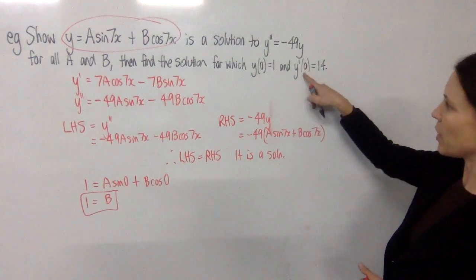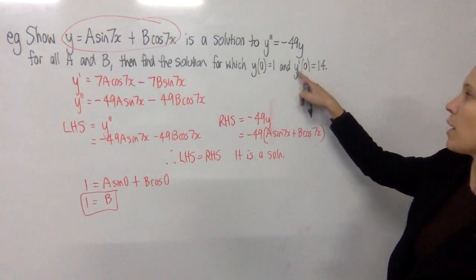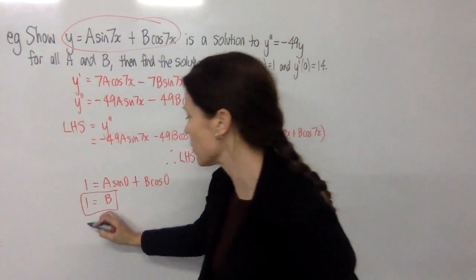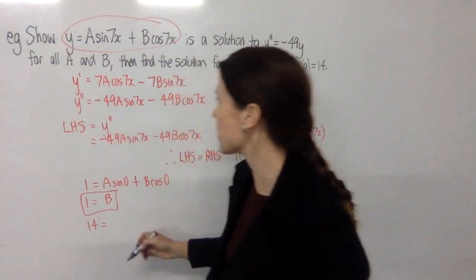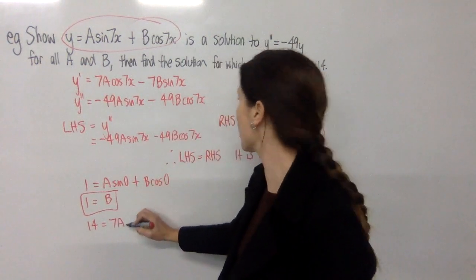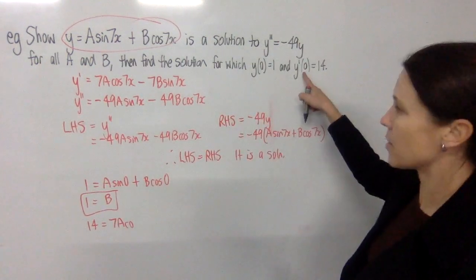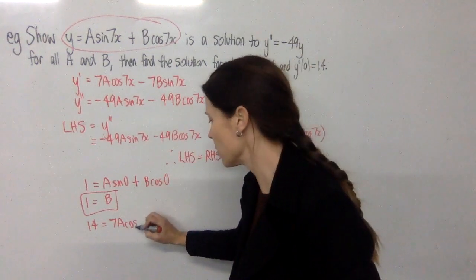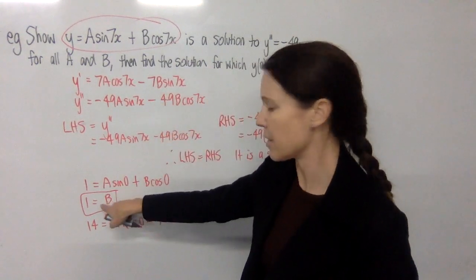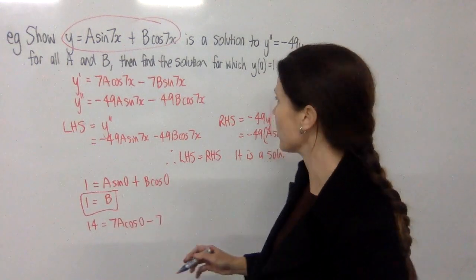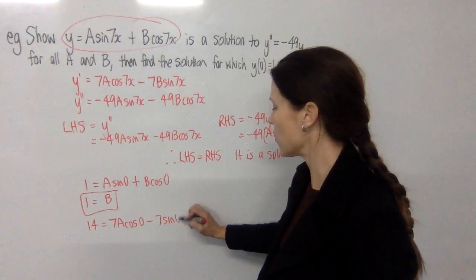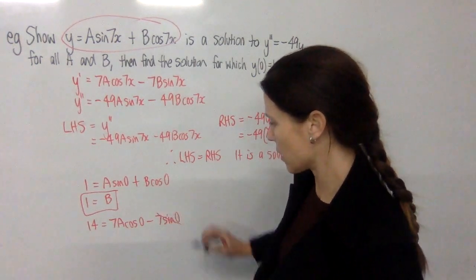We know that when x equals 0, y dash will be 14. So y dash is here. We can say 14 is equal to, now 7a cos of, we're letting x equal 0 again, so cos of 0 minus 7b. Now I can already sub in b equals 1 here and say we've just got 7 times 1 sine of 0. Sine of 0 is 0, so that gets rid of that whole part.